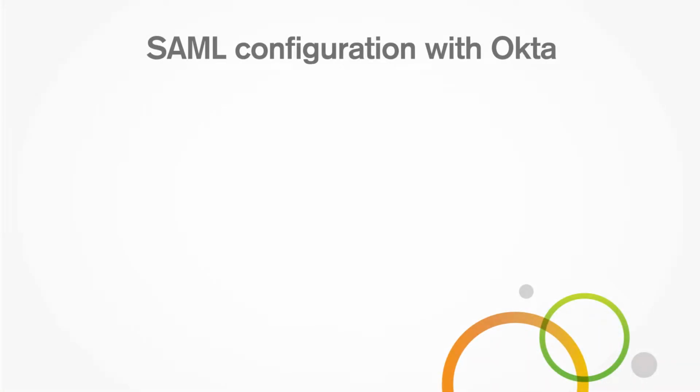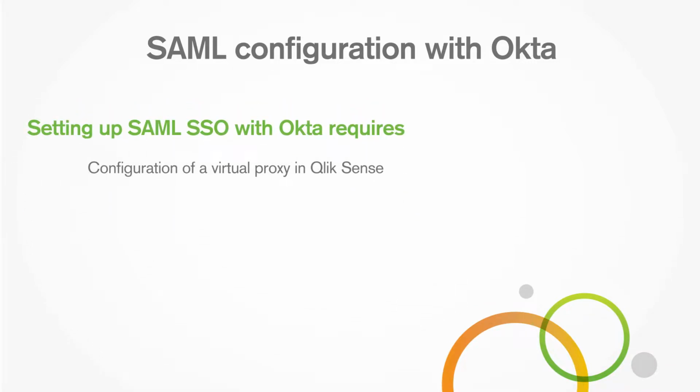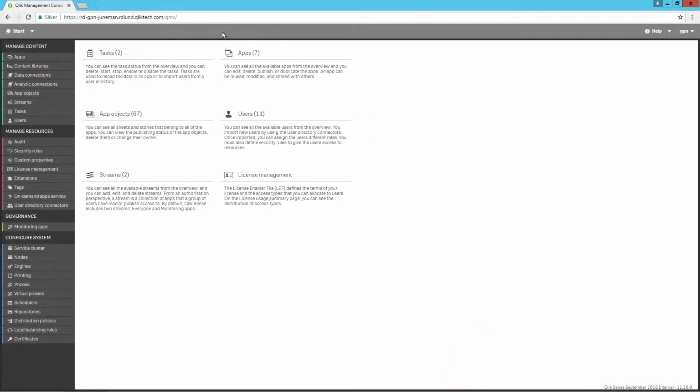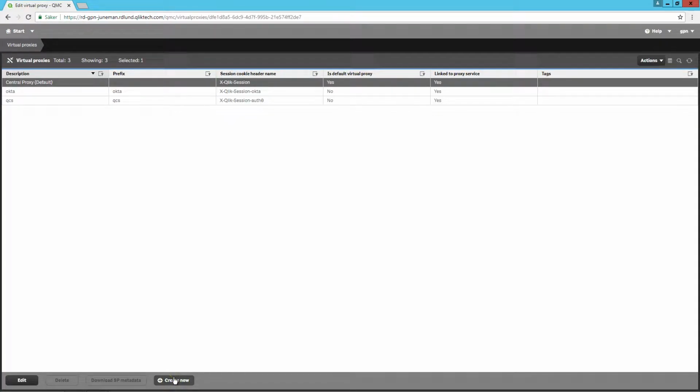Setting up SAML single sign-on with Okta requires configuration of a virtual proxy in Qlik Sense and configuration of the identity provider, Okta. In the QMC, open Virtual Proxies and create a new virtual proxy.